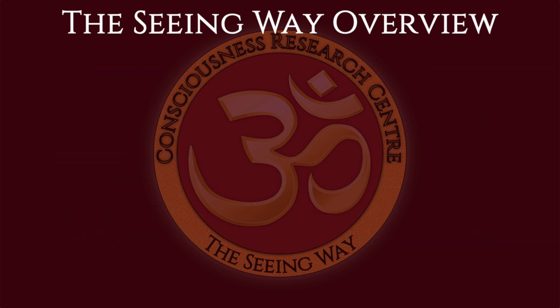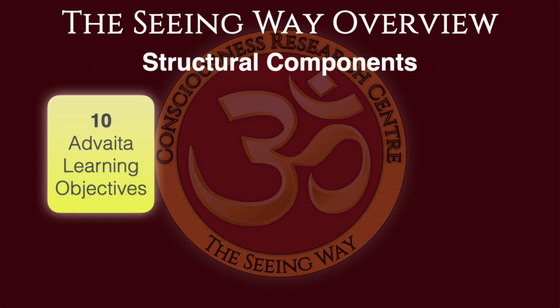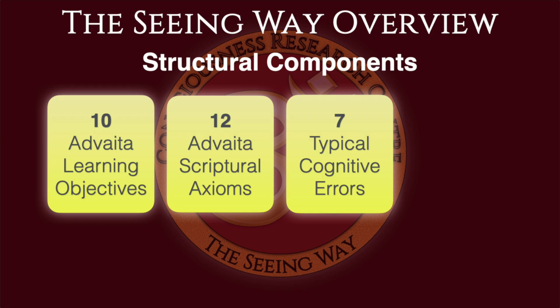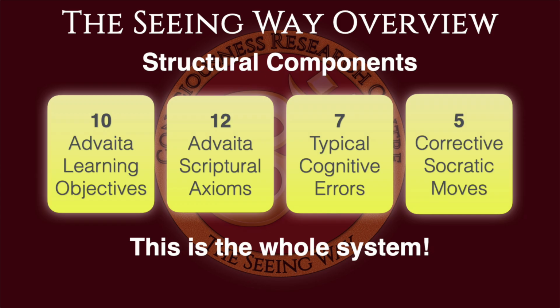The Seeing Way is composed of several structural components: 10 Advaita learning objectives, 12 Advaita scriptural axioms, 7 typical cognitive errors, and 5 corrective Socratic moves. This is the whole system.